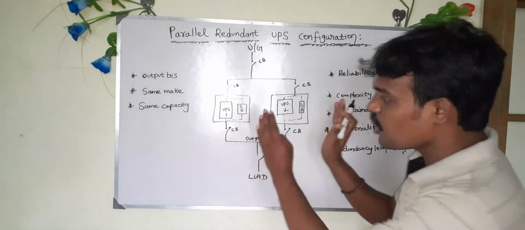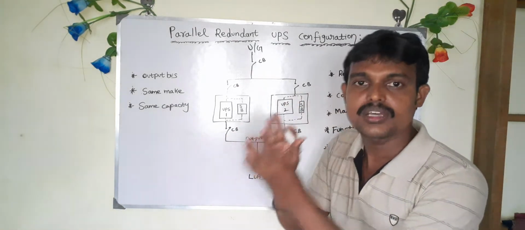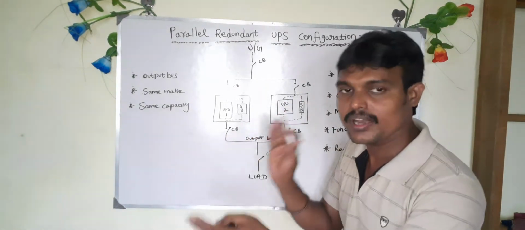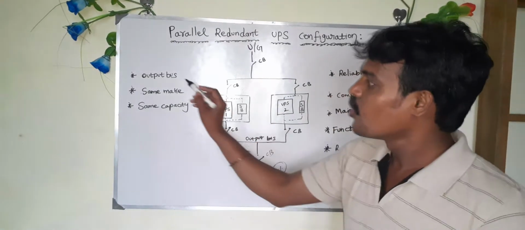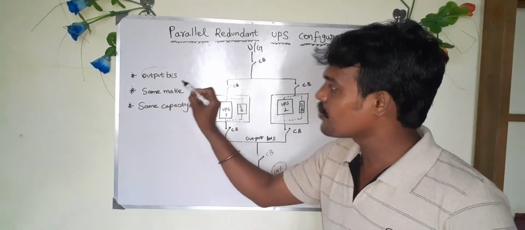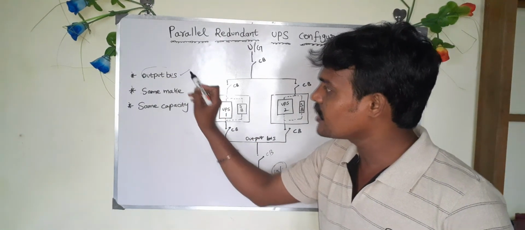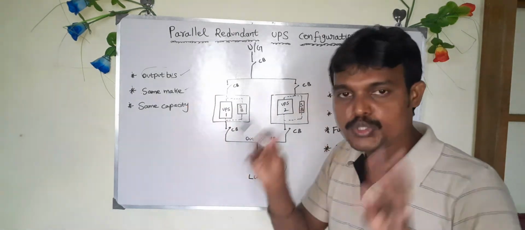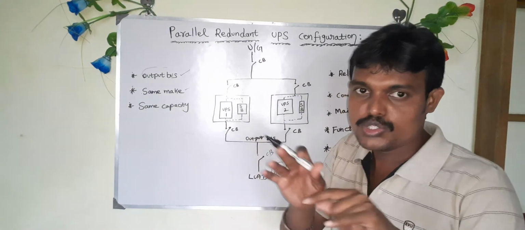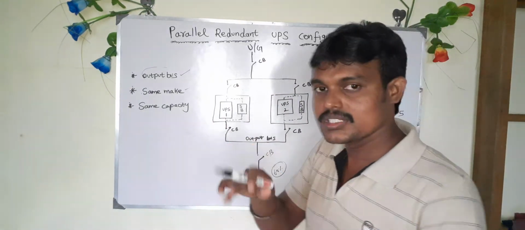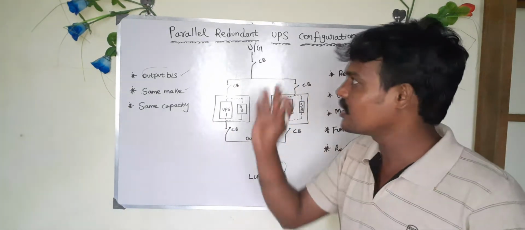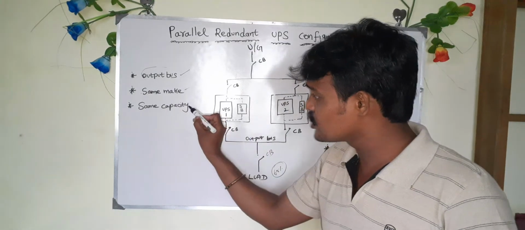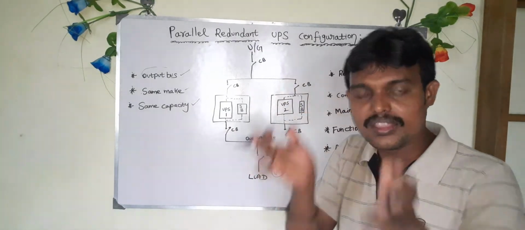If you want to configure two UPS in parallel configuration, there will be three conditions. One, you have to connect both the UPS to a common output bus bar. Second, both the UPS should be from the same manufacturer. It should not be a different manufacturer. If it is a different manufacturer, it cannot be connected in the parallel configuration. And both the UPS should have the same capacities.